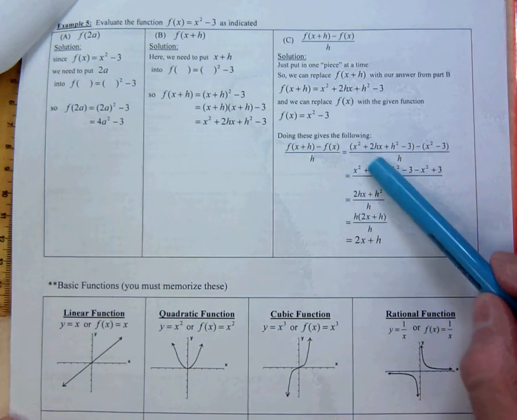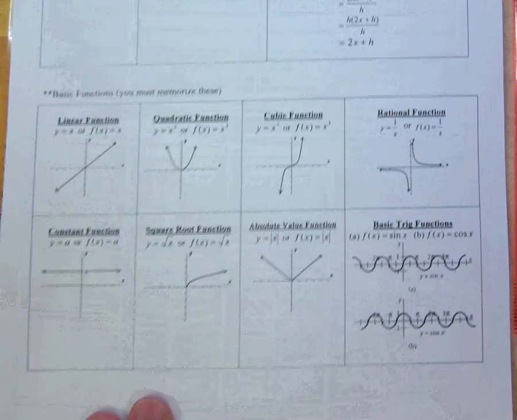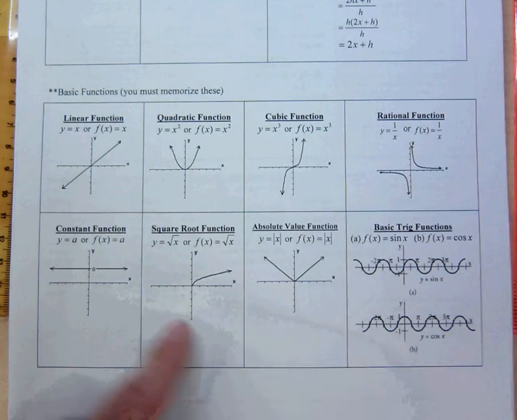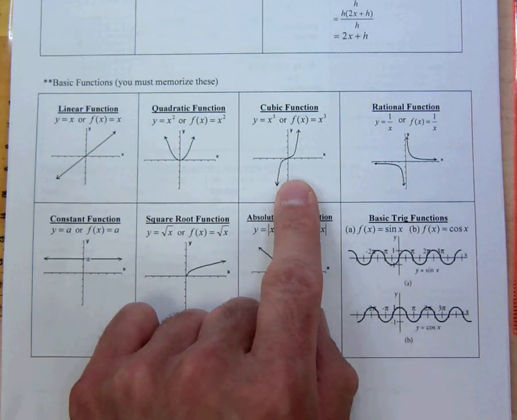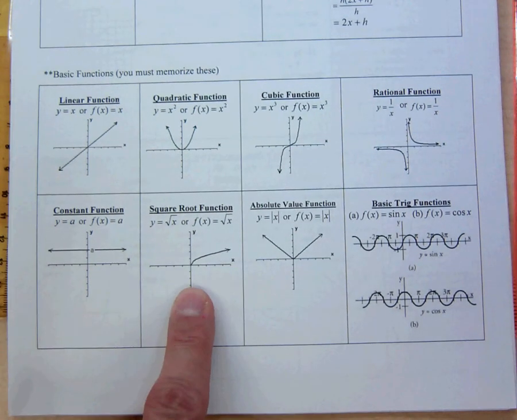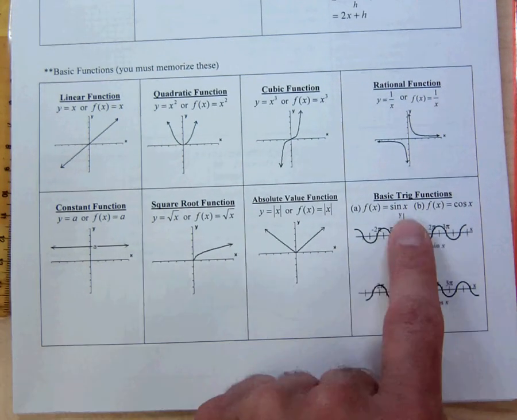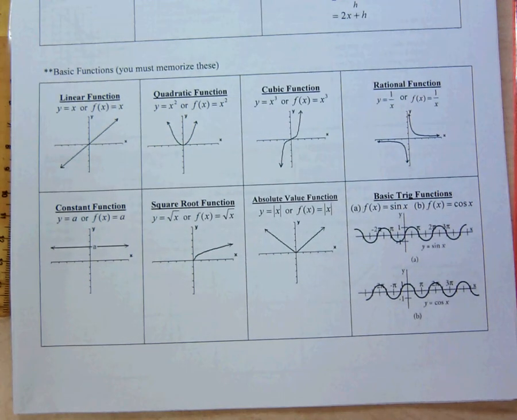Okay, this stuff is pretty self-explanatory. I'm not going to go over that. All right, now, you guys, you better memorize these basic functions without a calculator. You should know what a basic quadratic looks like, a basic cubic, a basic rational, a basic square root function, a basic absolute value. You should definitely know what the basic sine and cosine look like. And then from there, you're going to have to move them, flip them, transform them, and do all kinds of stuff based on changes to the basic function. And that's what I'm going to go over now.